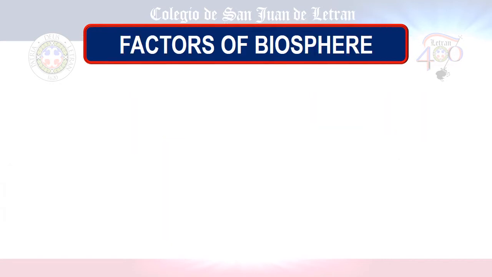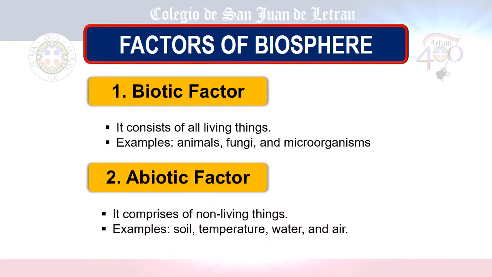Let's now move on to the two factors of biosphere. We have biotic factor and abiotic factor. Biotic and abiotic are the two essential factors responsible for shaping the ecosystem. Biotic components are the living things that have a direct or indirect influence on other organisms in an environment. Biotic describes a living component of an ecosystem, for example, organisms such as plants and animals.